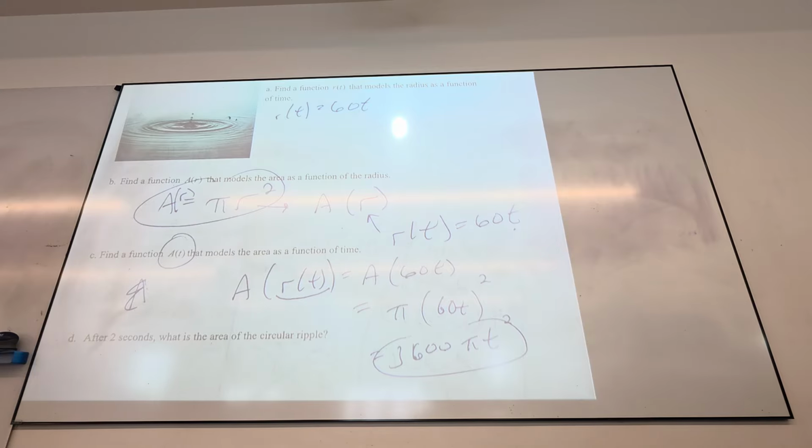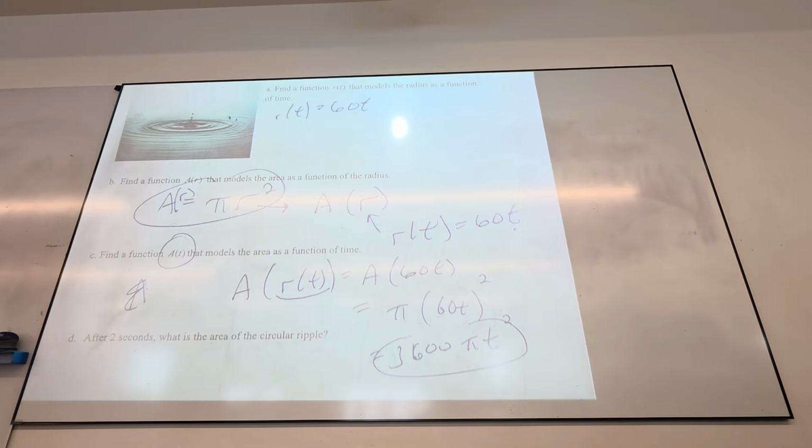What's the area of the circle after 1 second? Well, the radius would be 60, correct? And then I could plug a 60 in and figure out the area. Well, what's the area of the circle at any time? Well, what's the radius at any time? 60t. And what's the area?